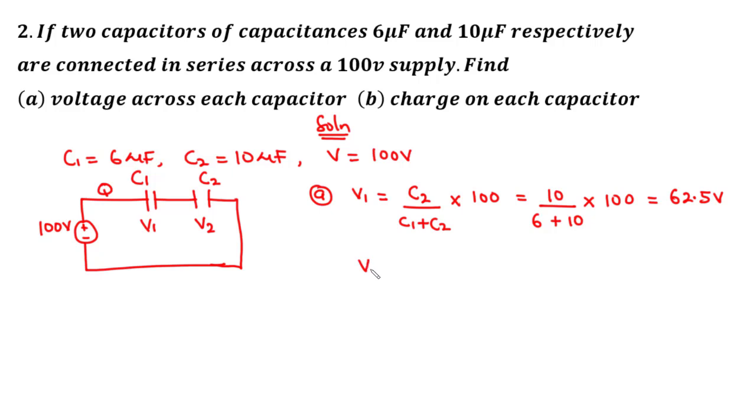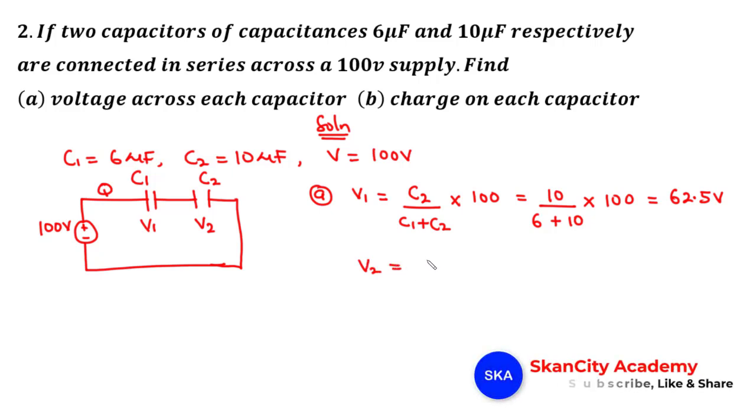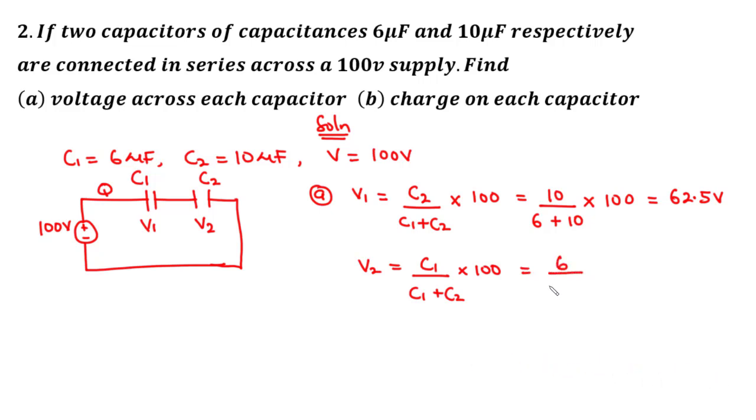And then also for V2, that is equal to C1 divided by C1 plus C2 times 100, that is equal to 6 divided by 6 plus 10 times 100, and that is also giving us 37.5 volts. So literally when you add V1 and V2, it should be equal to 100 volts. So these are the voltages across C1 and then C2 respectively.